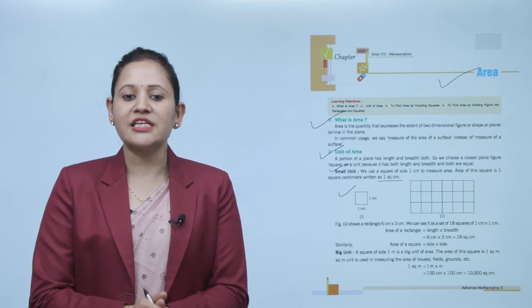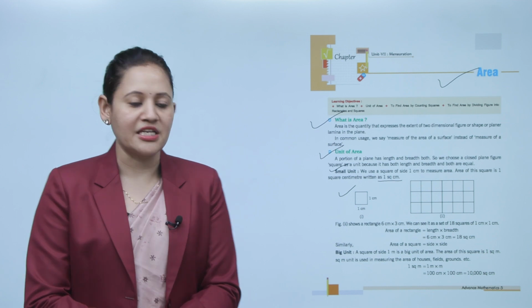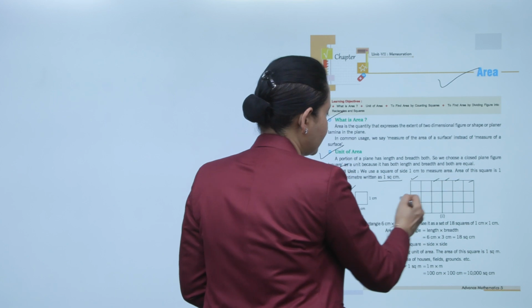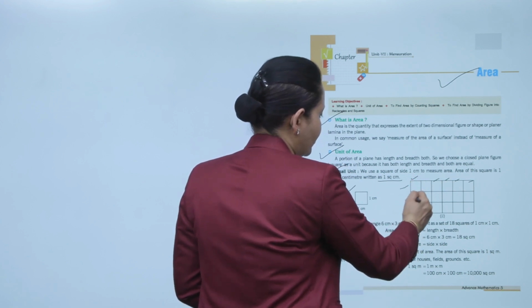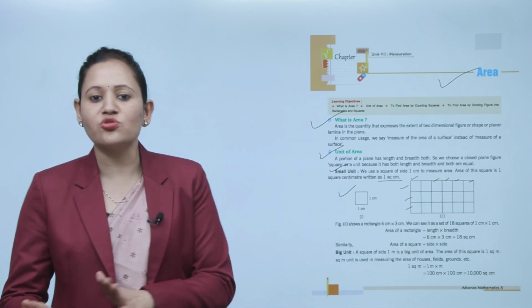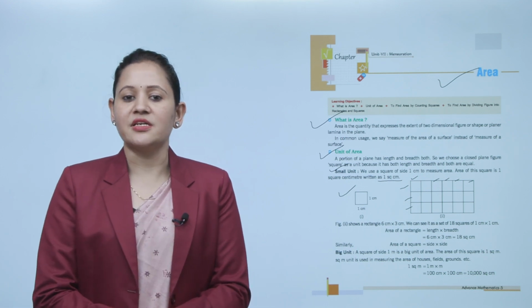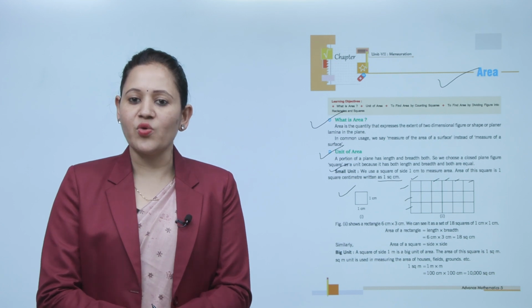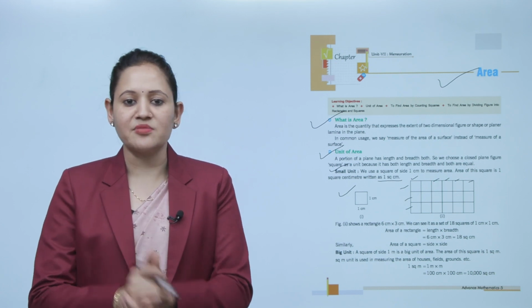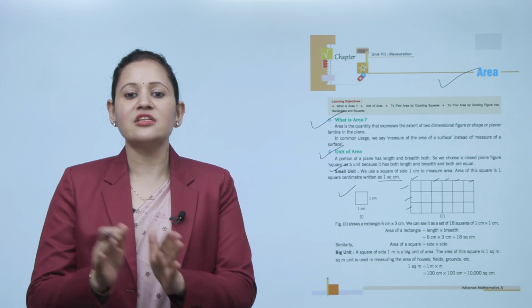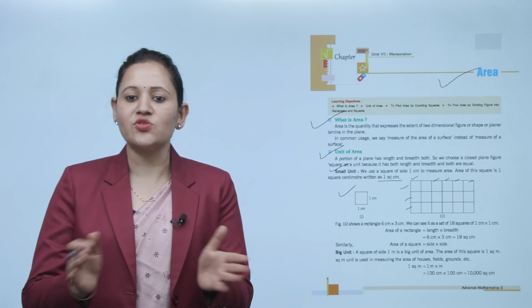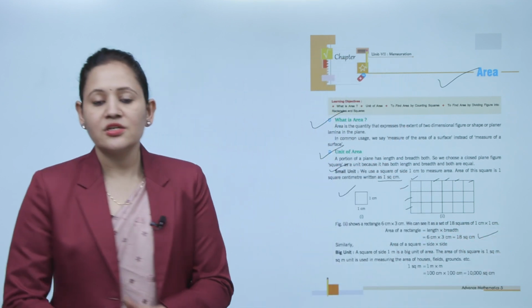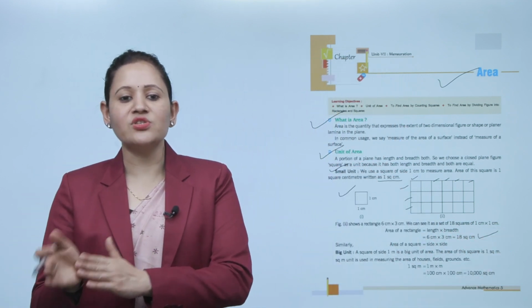Figure 2 shows the rectangle 6 centimeter into 3 centimeter, like 1 2 3 4 5 6. इस तरीके से काउंट करेंगे 1 2 3. So 6 into 3 square centimeter. So we can see it as the set of 18 squares of 1 centimeter by 1 centimeter. So area of rectangle, length into breadth, 6 into 3, that is 18 square centimeter. So area of square हो जाएगा side into side.